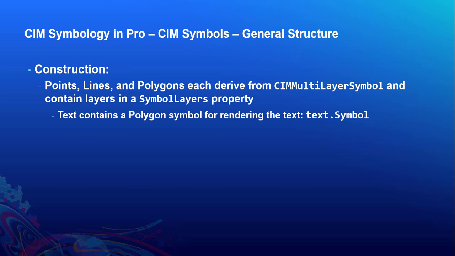Now, point, line, and polygon symbols, they each derive from something called CIM multilayer symbol, and they contain their individual CIM symbol layers in a symbol layers property. Text is just a little bit different. It does not contain the symbol layers directly. Instead, it has a polygon symbol within its internal structure that it uses for rendering the text, that text.symbol property.